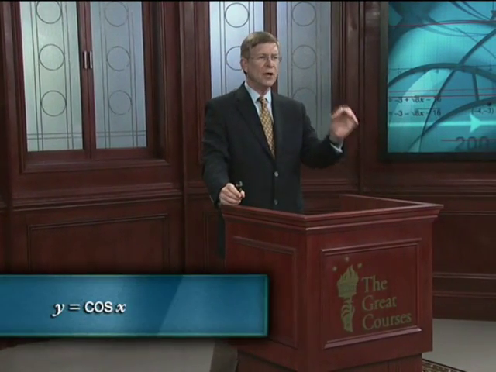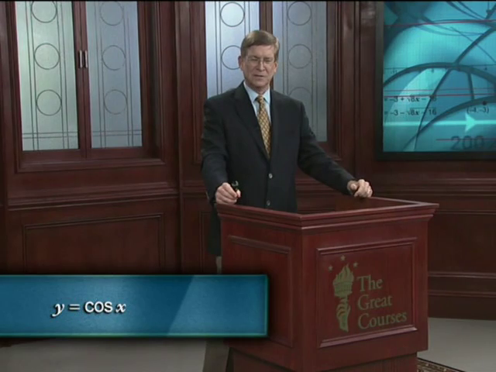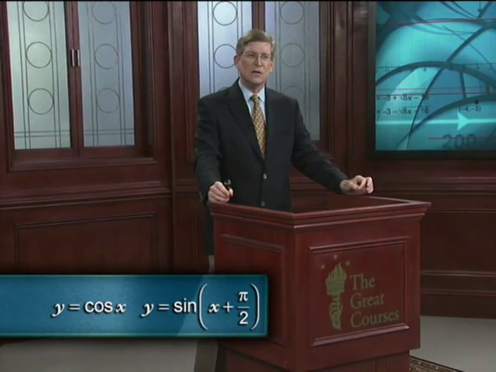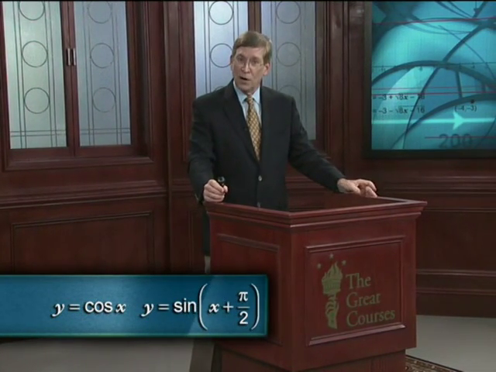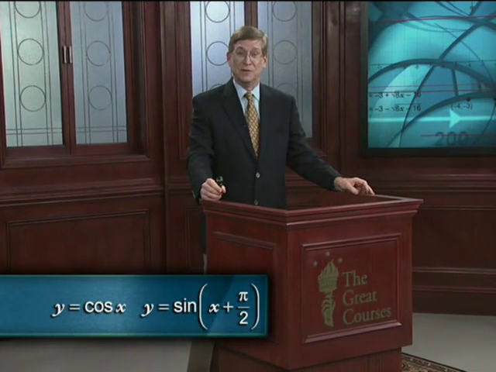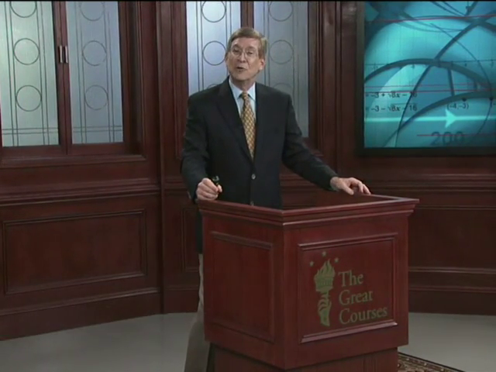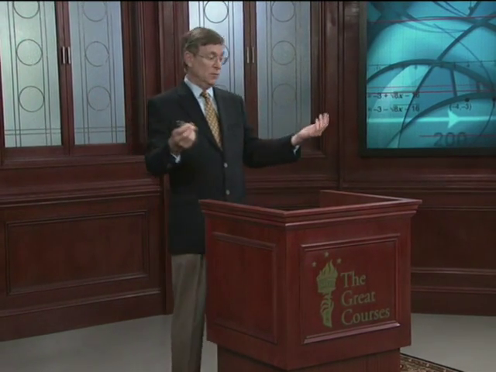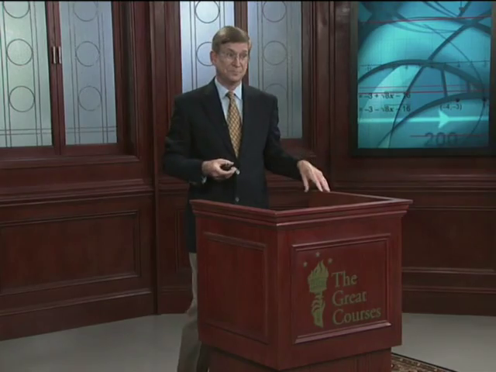You can check that on your graphing calculator. Try this experiment sometime. Graph y equals cosine x, and also graph y equals sine of the quantity x plus pi over 2, pi over 2 being the shift factor here. You'll get the same graph. They'll be on top of each other. In fact, you won't notice any difference. You'll graph it and you'll think you've only graphed one function.